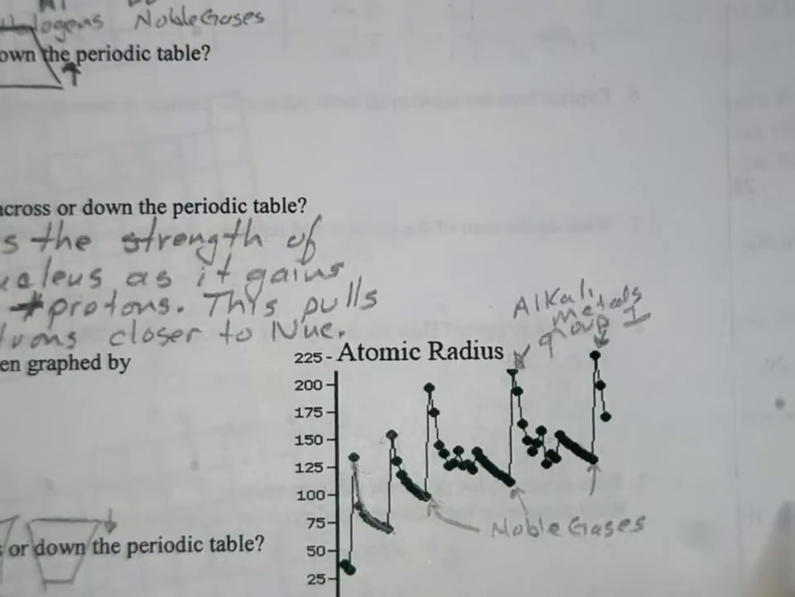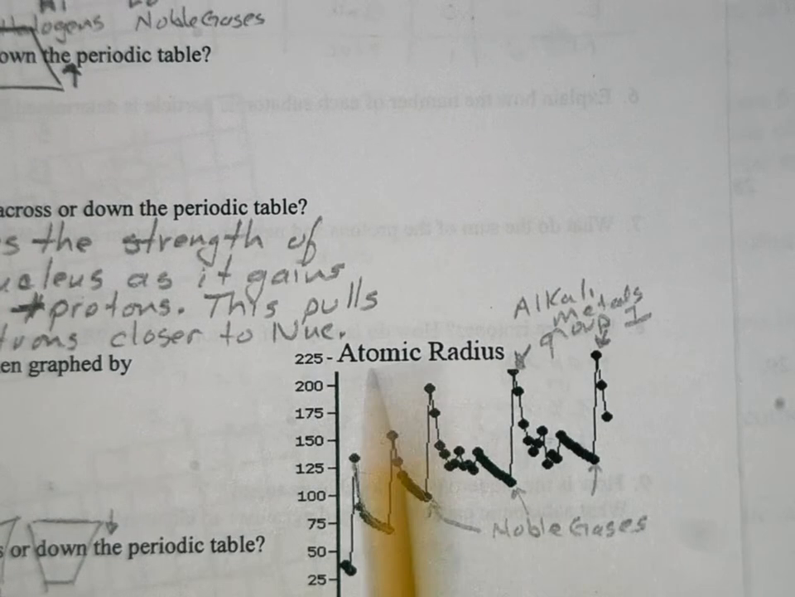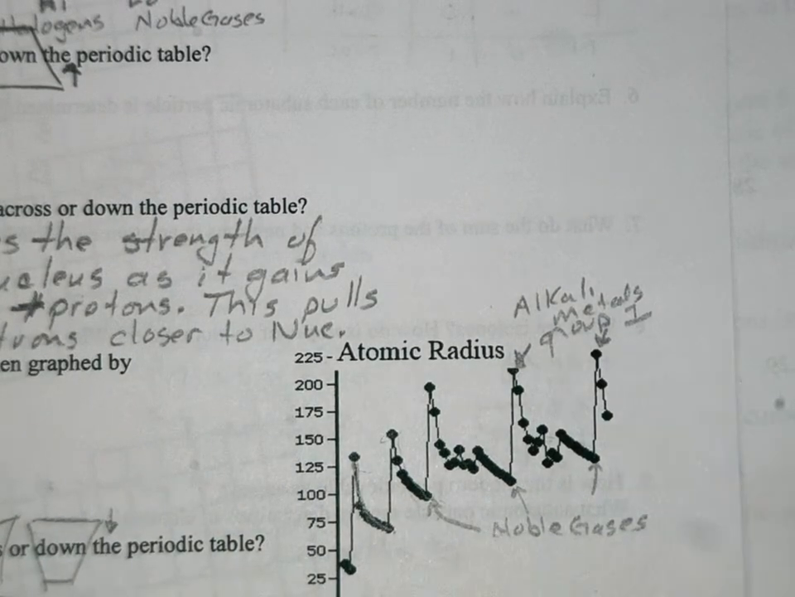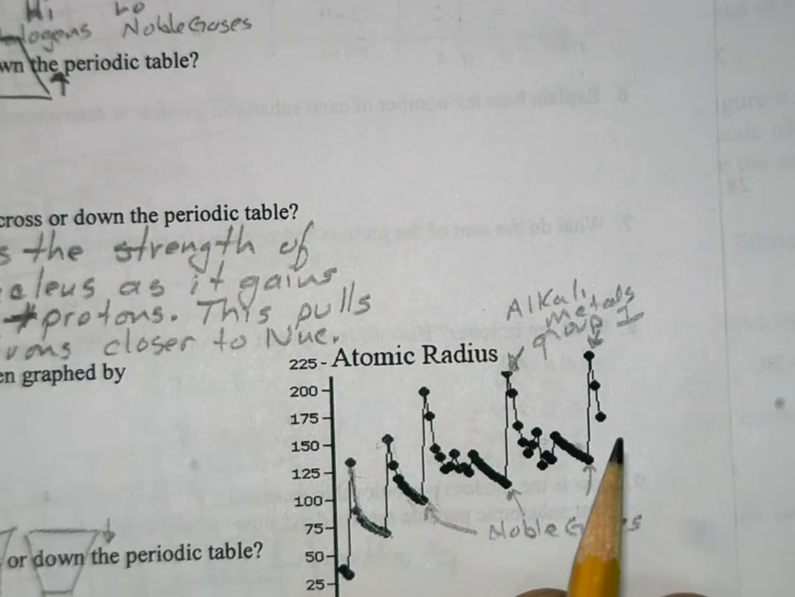Let me get it so you can see it. So for atomic radius, and it'll even work out for ionic radius too, the noble gases. Well, actually, noble gases don't ionize, so they're not going to have an ionic radius. So there you go.